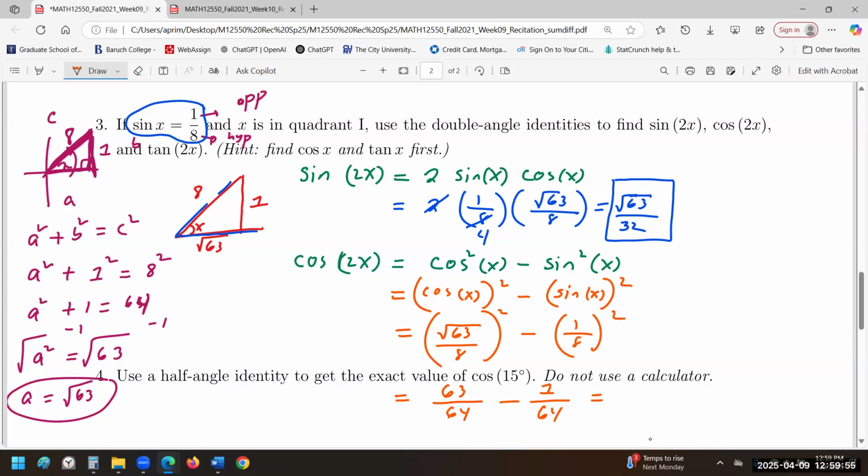So what do you have total? 62 over 64. If you reduce, we get 31 over 32. So it's less than 1.